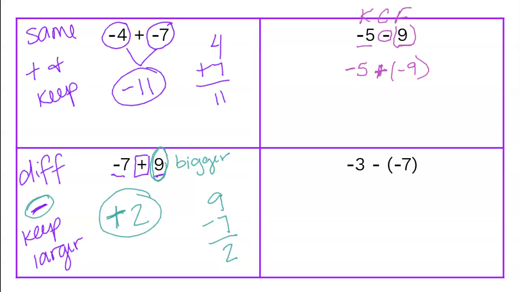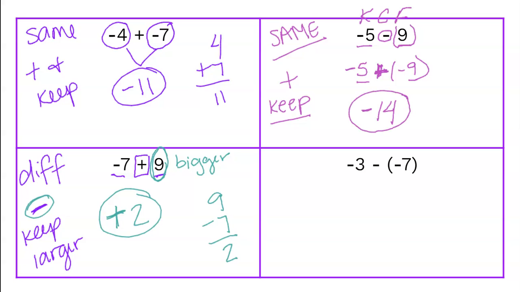Now that it's an addition problem, we can use our addition rules. Ask ourselves, are the signs the same or different? The signs are the same. So since the signs are the same, we can add and keep. So add, what is 5 plus 9? That would be 14. Keep the sign the same. So since the numbers were negative, our answer is -14.